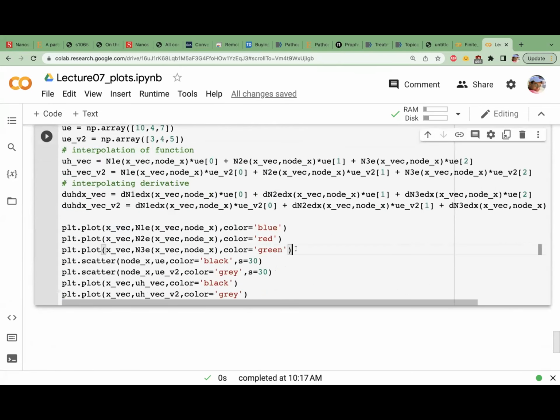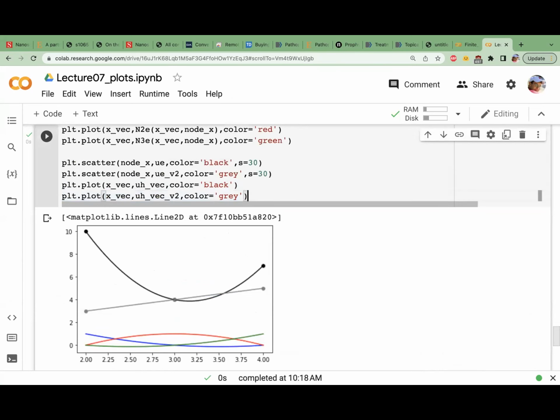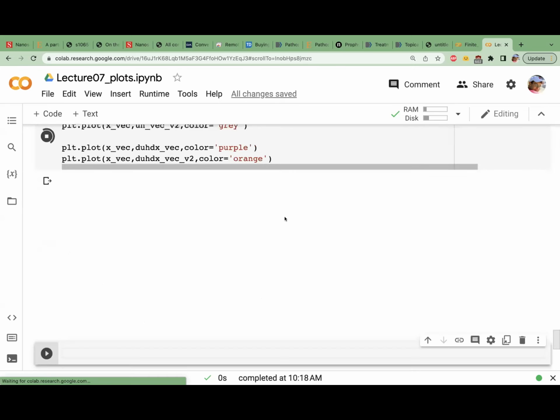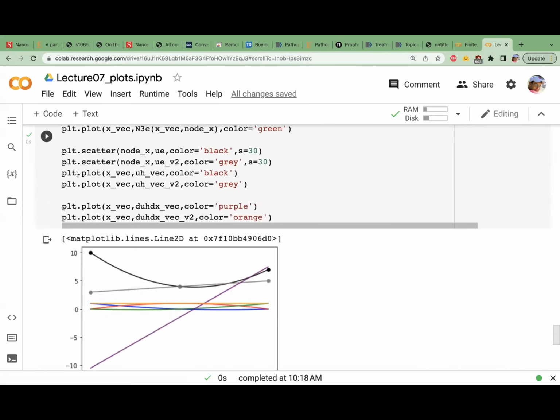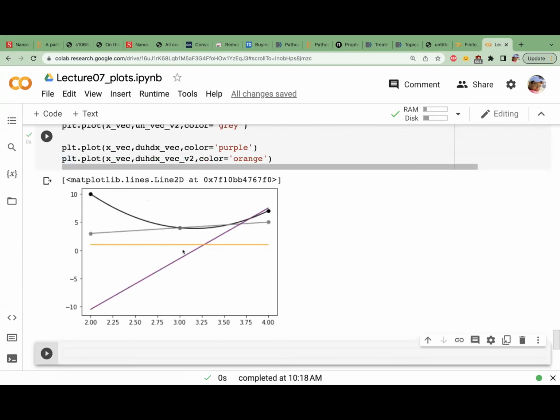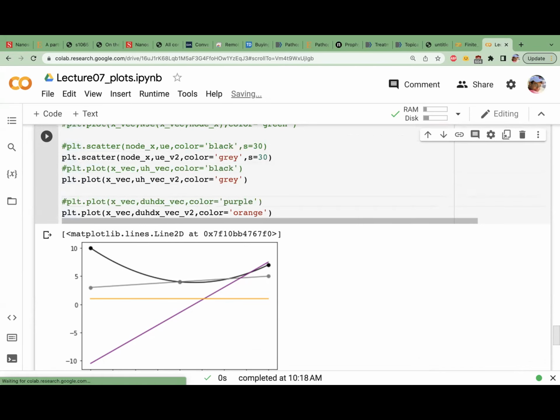And I can plot it. So these were the points. Oh wait, and I want to plot the derivatives. For those, maybe I need a different color. I'm still going to plot this, but I'm going to plot du dx and du h dx vec version 2. I need a different color, purple and orange. So many things. Let me not plot things. I actually don't remember which one is which. Let me not plot the black ones. Let me just plot the second, the line.